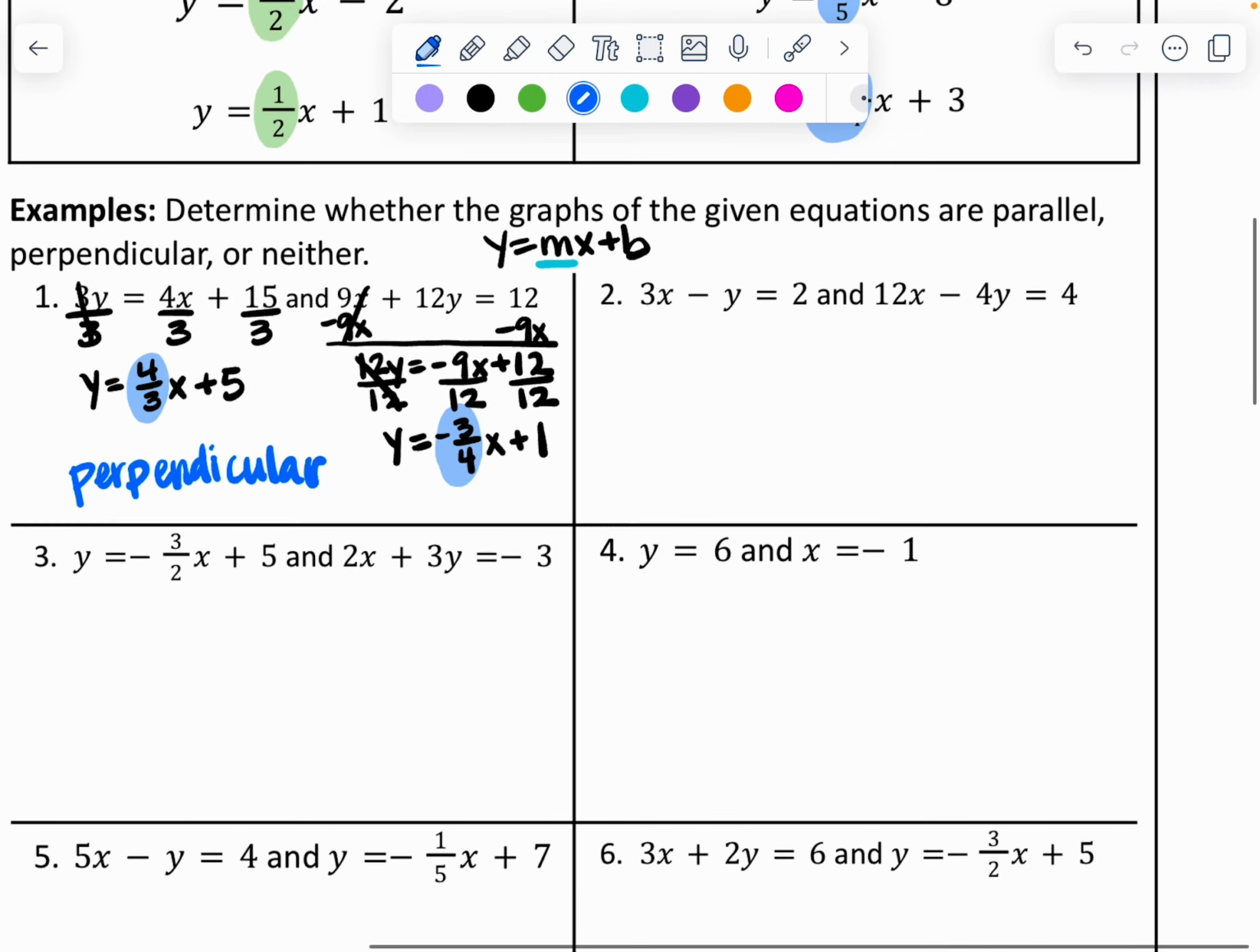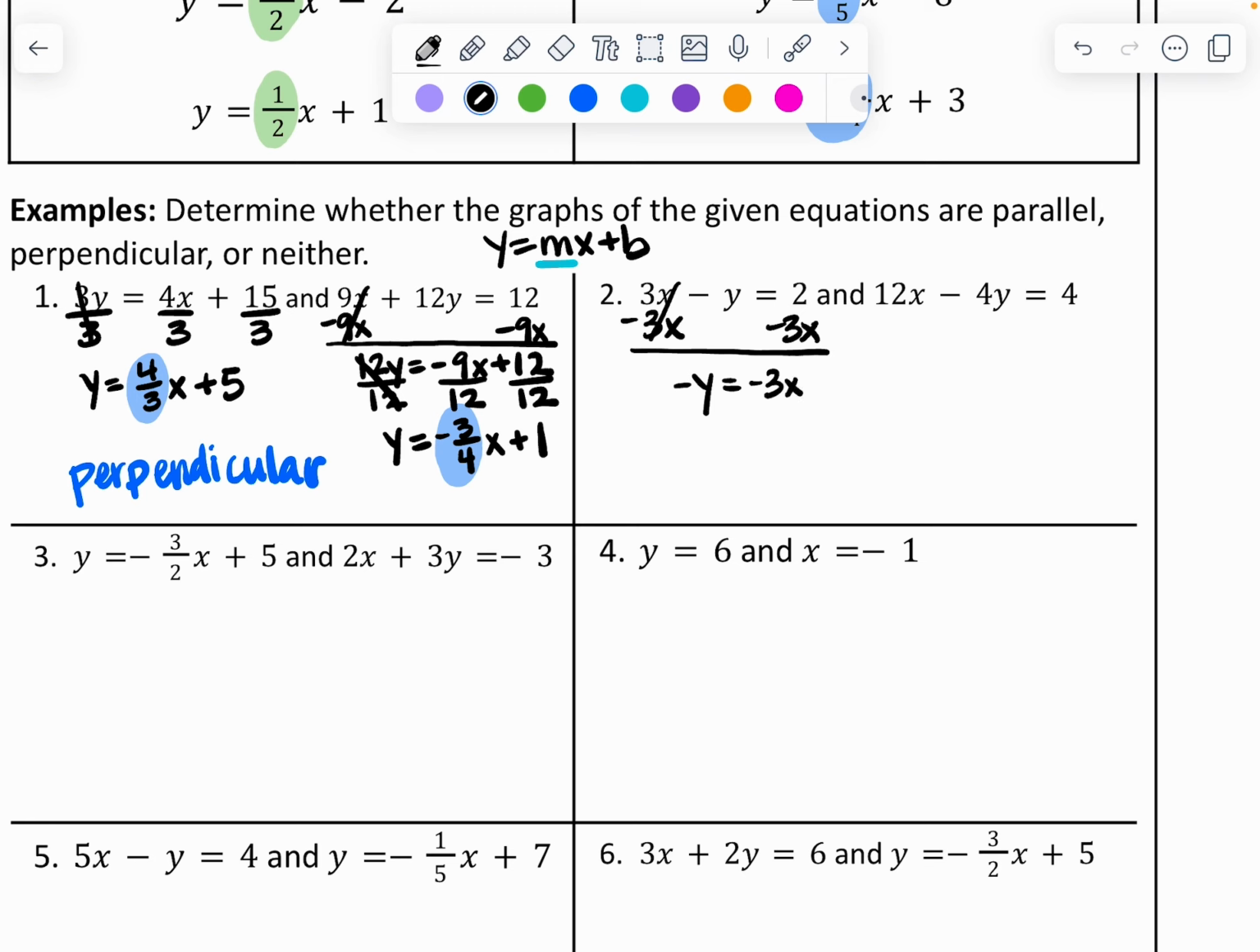Number 2, 3x minus y equals 2. So we need to change this again into slope-intercept form to find the slope. So subtract 3x, and then divide by -1. Y equals positive 3x minus 2. So my slope is 3.